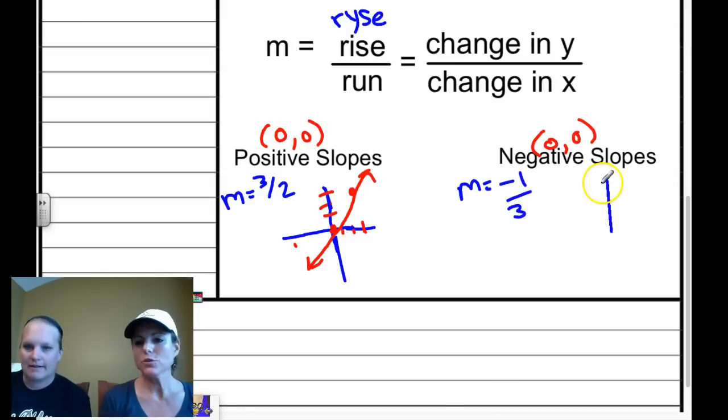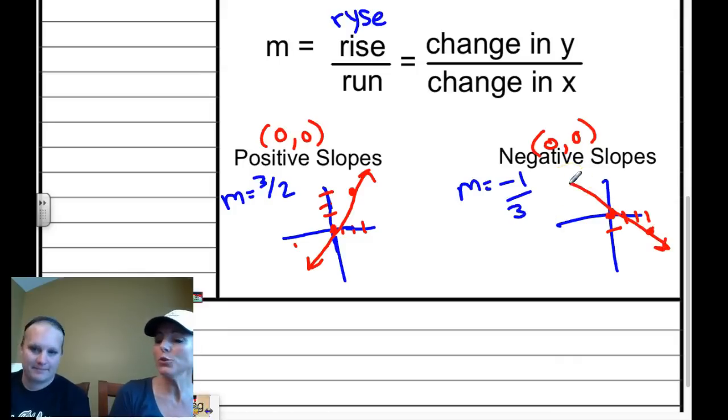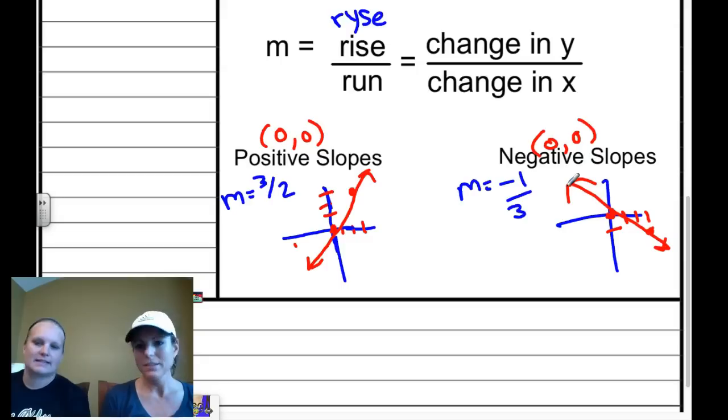Correct. So let's draw our graph again. Start at 0, 0. So we're starting at 0, 0. And we're going to go down 1, to the right 3. There we go. And we draw our line. And it's going down and to the right. Yes. There's an example of negative slope.